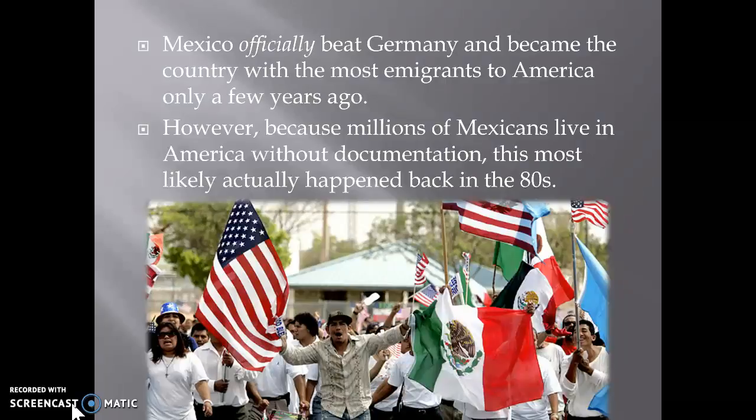They beat out Germany, who had over 7.2 million immigrants come during the 1800s. However, due to the number of undocumented Mexican workers in the United States, that number probably exceeded the Germans back in the 1980s. And that will end this particular lecture on how migrants are distributed.